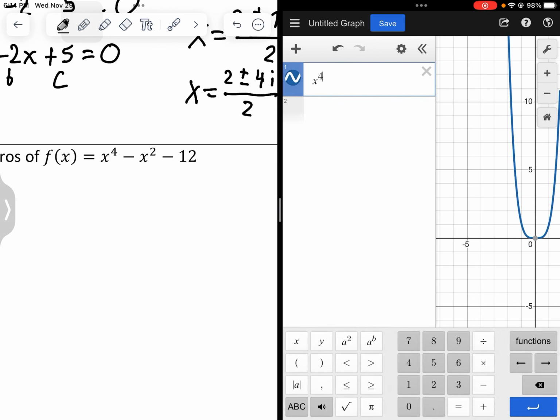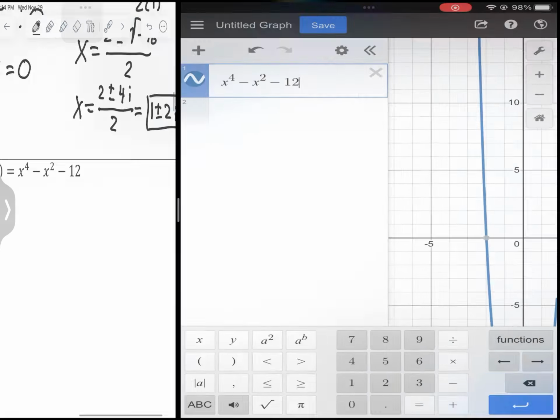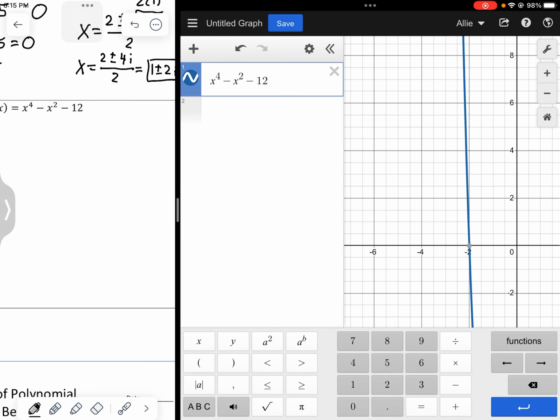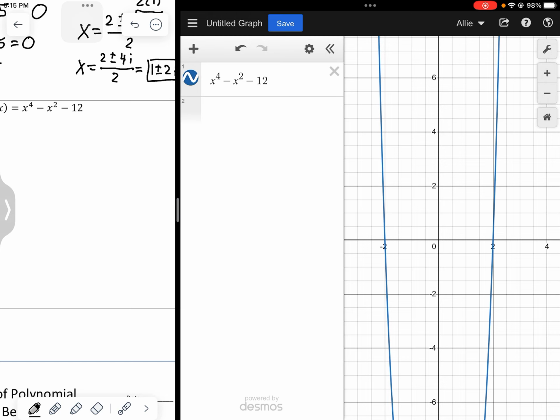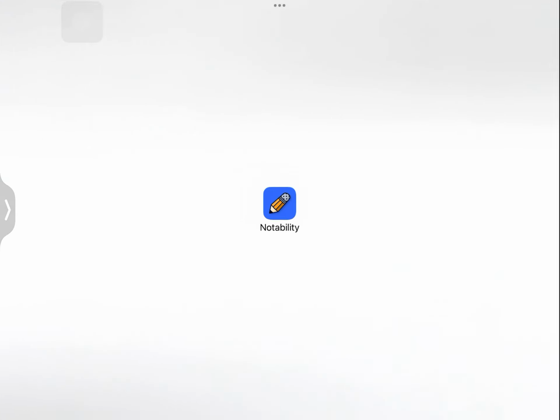So x to the fourth minus x squared minus 12. And then I'm just going to slide this off. So this time, looks like we only cross at 2 points, which is fine. We cross at -2 and +2. And we're going to need to use both of those roots to get our final answers.